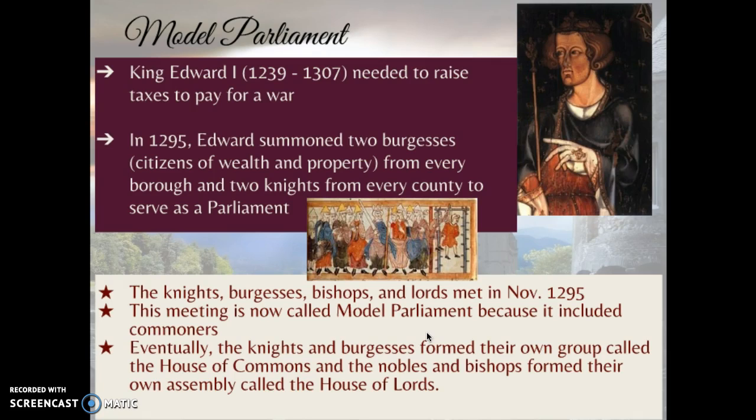And eventually they kind of go out on their own, right? The knights and the burgesses form their own group called the House of Commons, and the nobles and the bishops will form their own assembly called the House of Lords. And to this day, Parliament is made up of these two houses. Okay. And so, as you can imagine, the development of the Parliament will be now the great battle, I think, between the king and the Parliament of who really controls England.